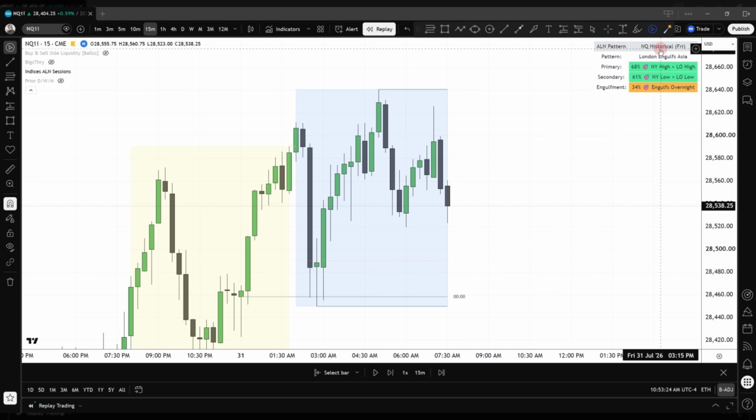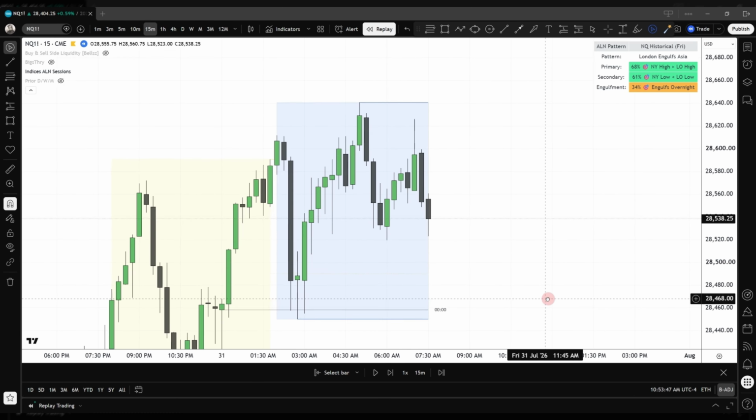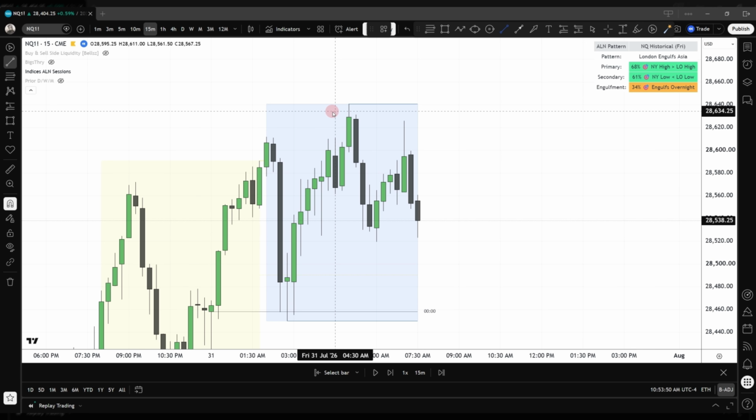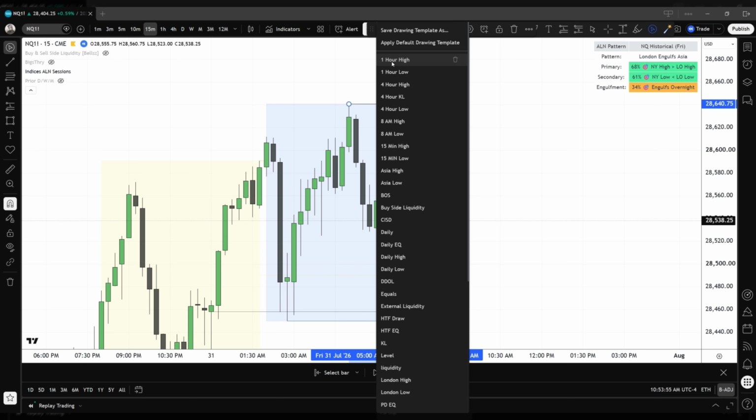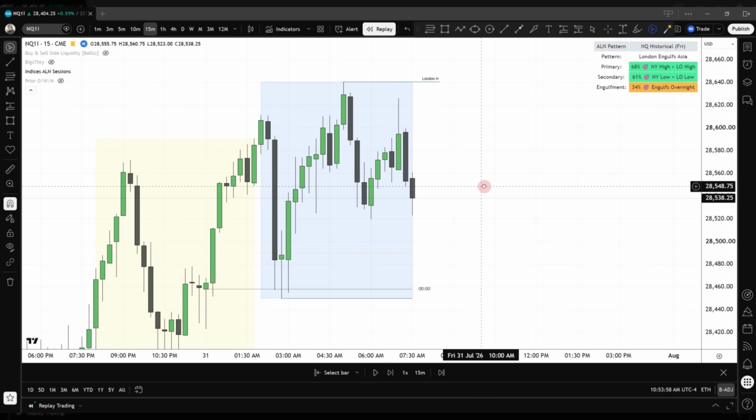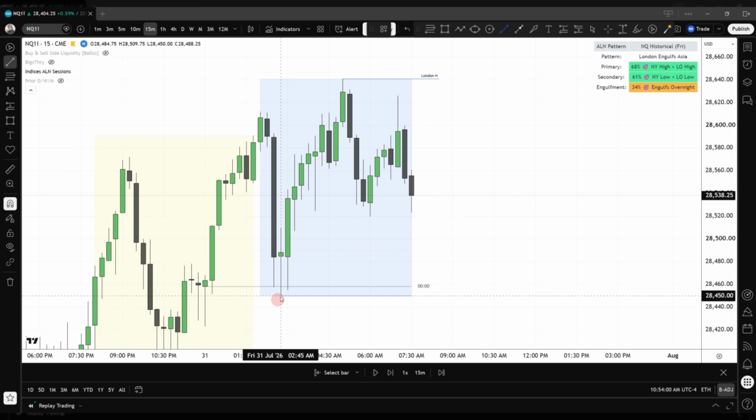And this pattern that had printed was London engulfing Asia. So with that in mind, it's suggesting that if the New York low sweeps the London low, what will happen next is there's a 68% probability that the New York high will sweep the London high. So let's just mark up. There's our London high, and our London low.